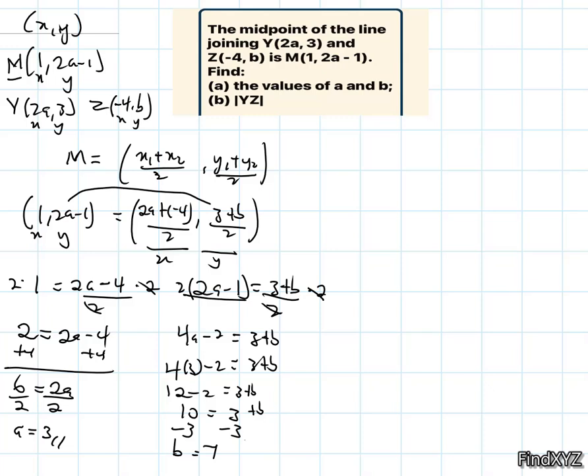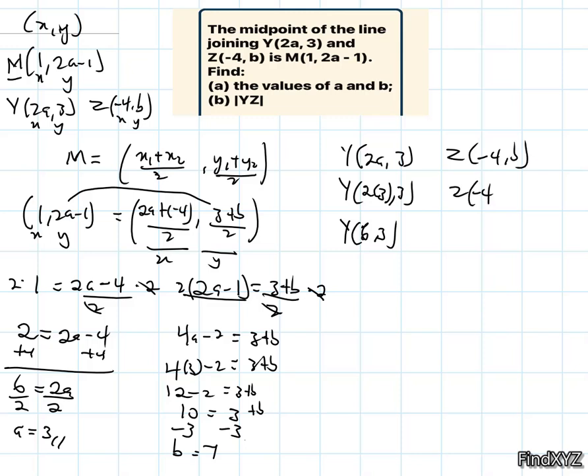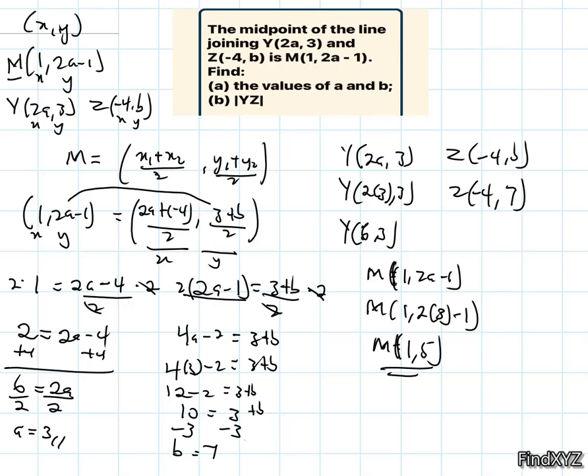So now we know the values of a and b. Let's substitute them into our points. Now we know Y is giving us (2a, 3). But what is a? a is 3. So we have Y being equal to (2 multiplying 3, 3). That will give us Y as (6, 3). Then let's focus on Z. Point Z, which is (negative 4, b). But what is b? b is 7. Then our midpoint was giving us (1, 2a minus 1). Then we have 2a, a is giving us 3, minus 1, which simplifies to (1, 2 times 3 will give us 6, minus 1 will give us 5). So this is the midpoint. So we are done with the first part, which is finding the values of a and b.